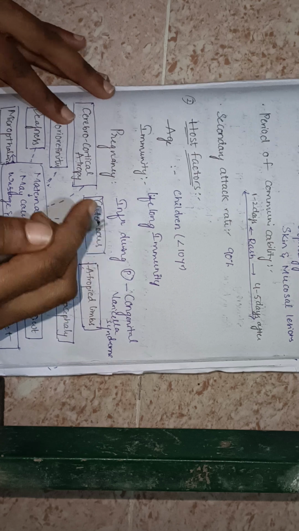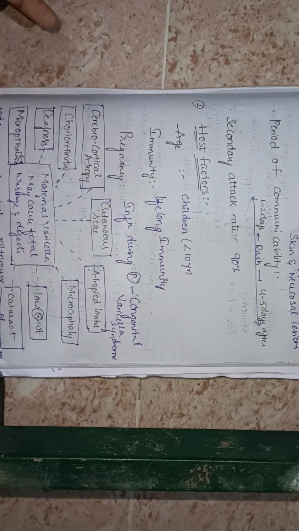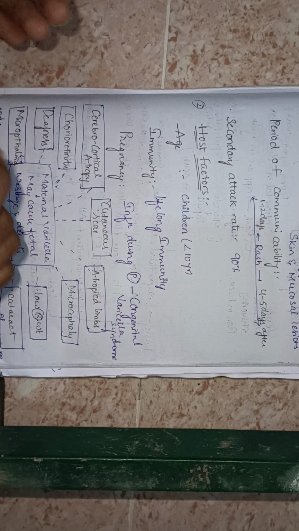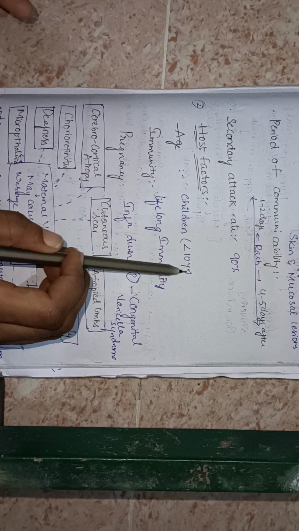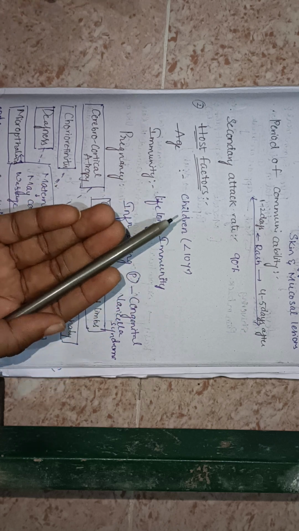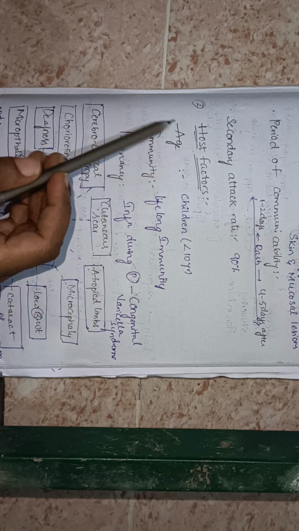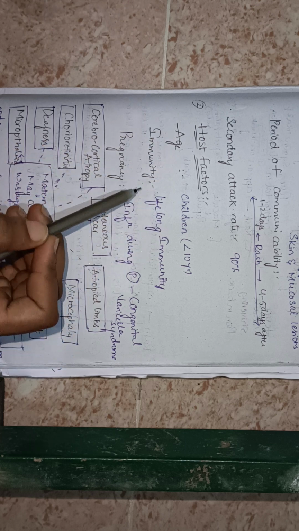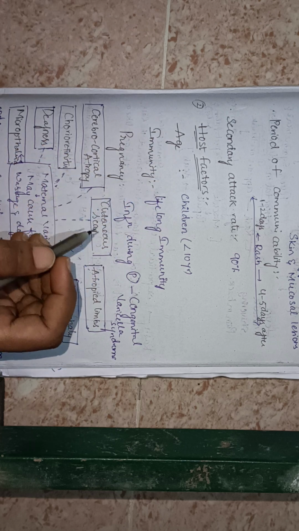Next comes the host factor: age, immunity, pregnancy. Age: children, less than 10 years. Both males and females have the same susceptibility to chickenpox. Immunity: when it affects, it gives lifelong immunity.